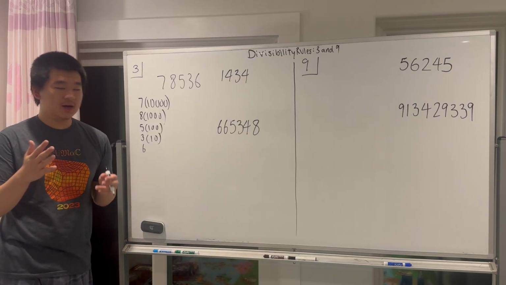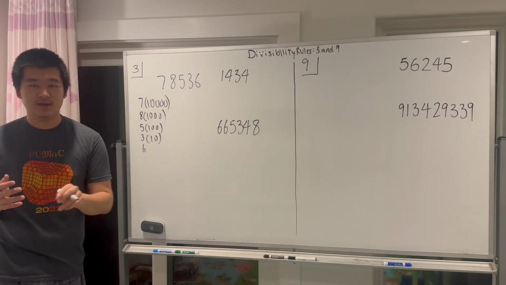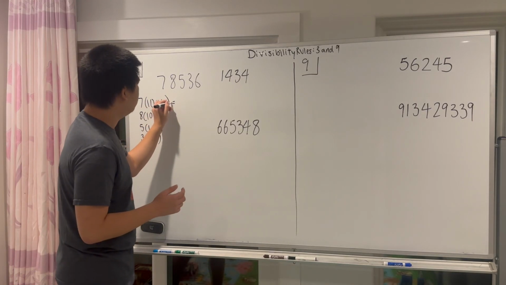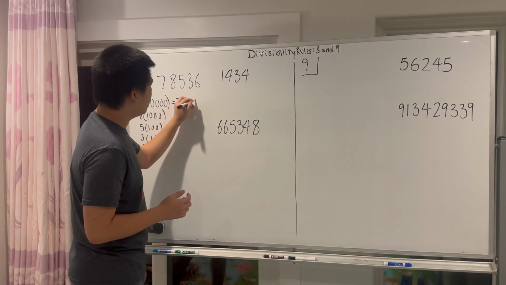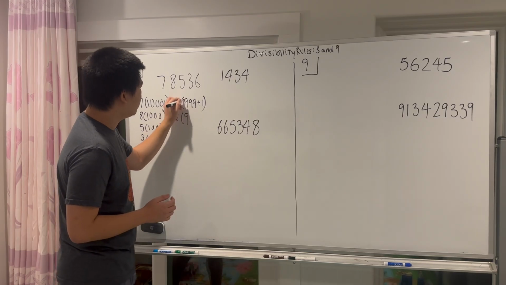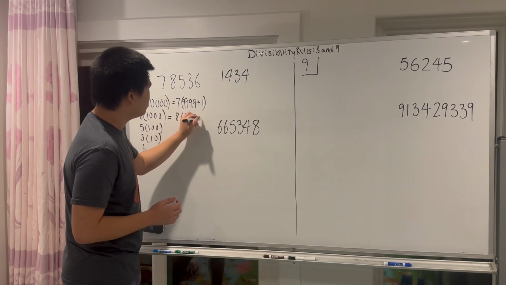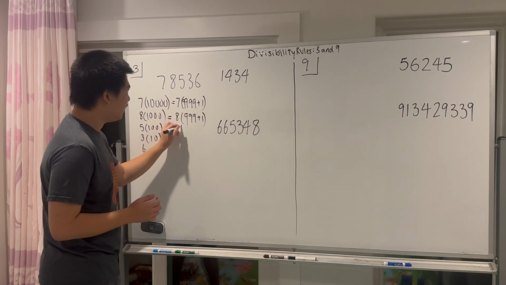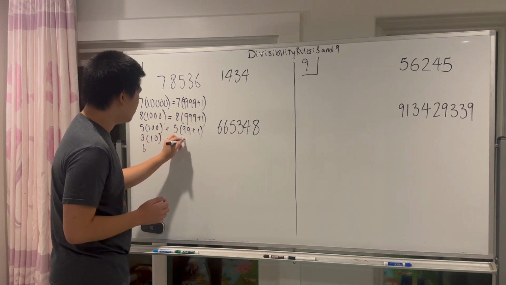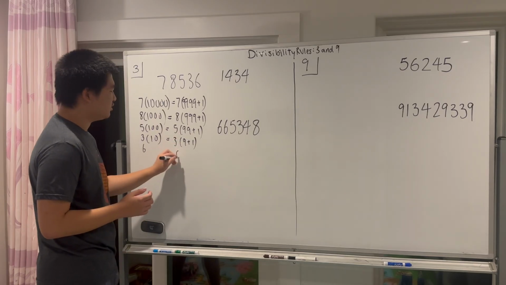In other words, we can think of 10,000 as 9999 plus 1. Think of 1,000 as 999 plus 1. So this is 7 times 9999 plus 1, 8 times 999 plus 1, 5 times 99 plus 1, 3 times 9 plus 1, and then just 6.